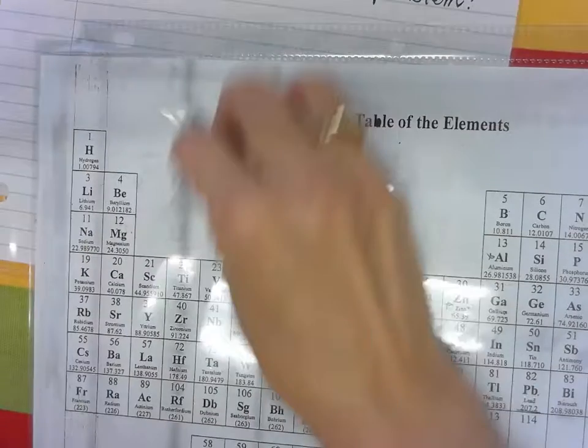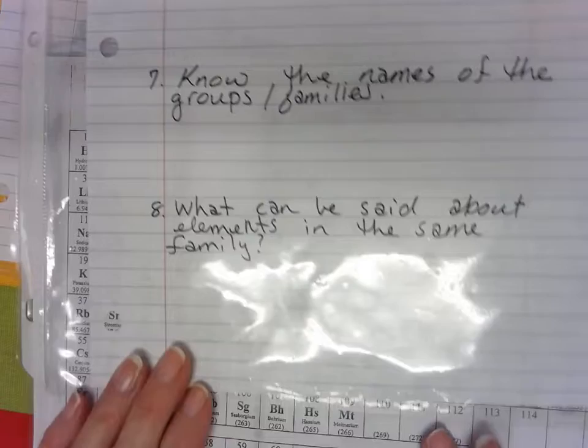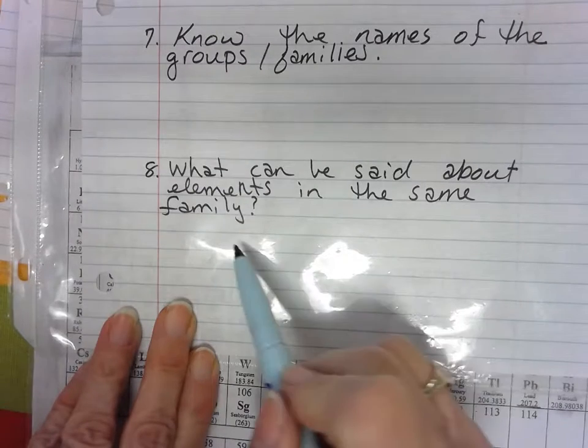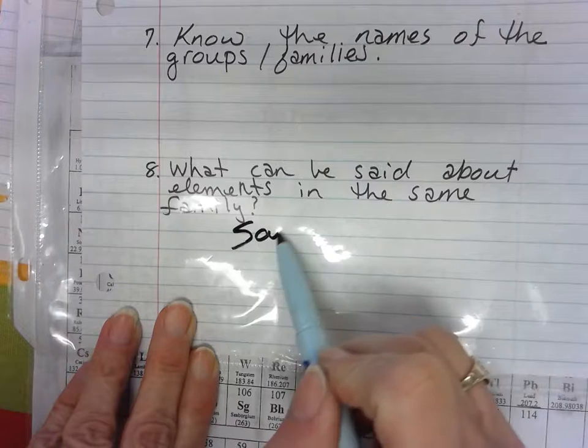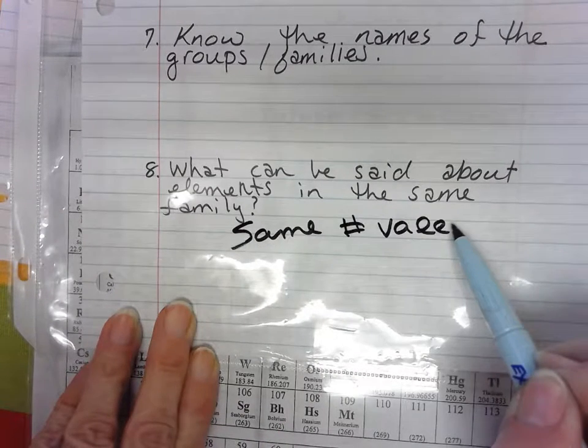Families have similar properties. So if you see something like this on the test, what can be said about elements in the same family? They have the same number of valence electrons, and that means that they have similar properties.